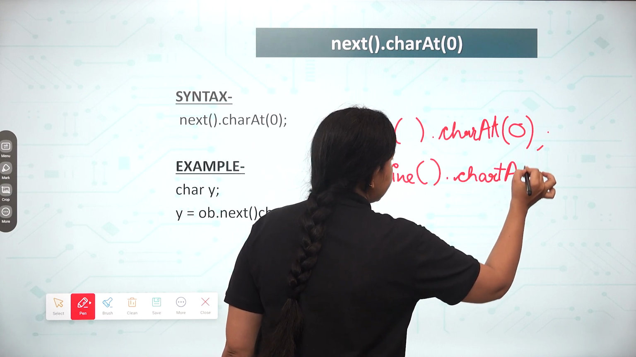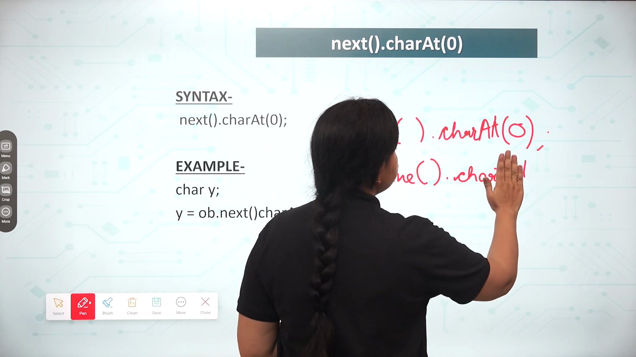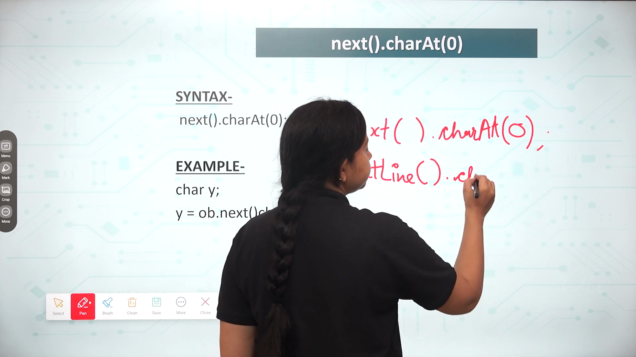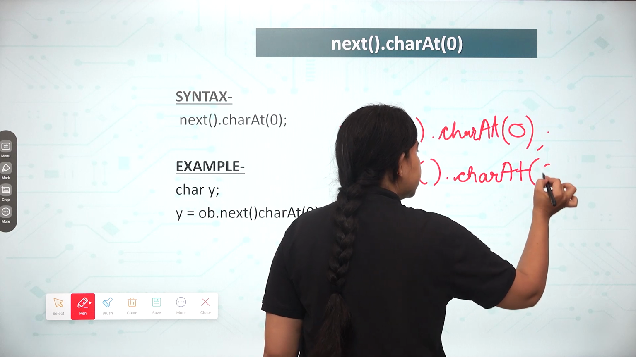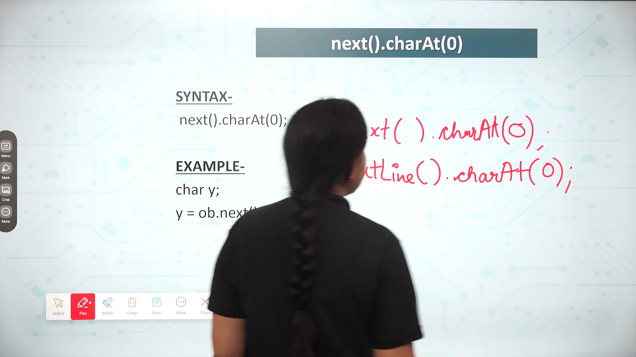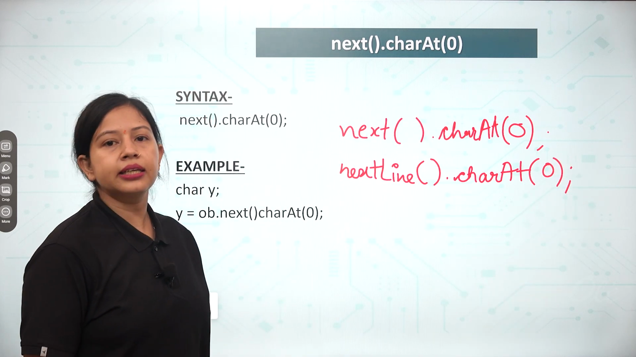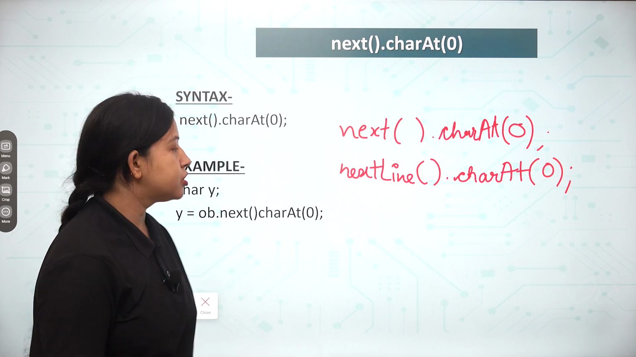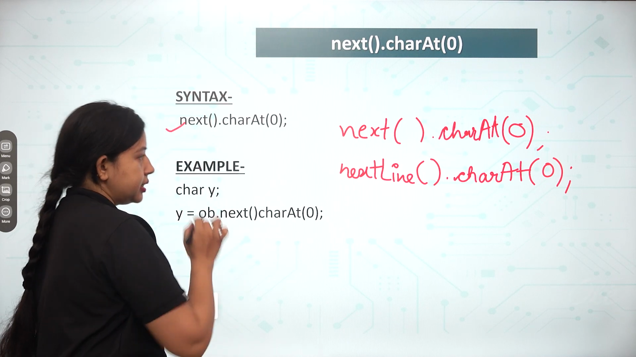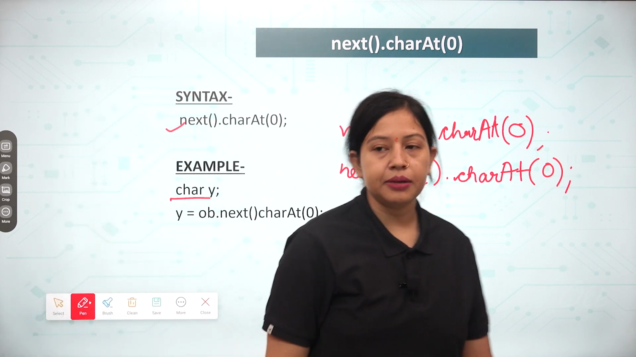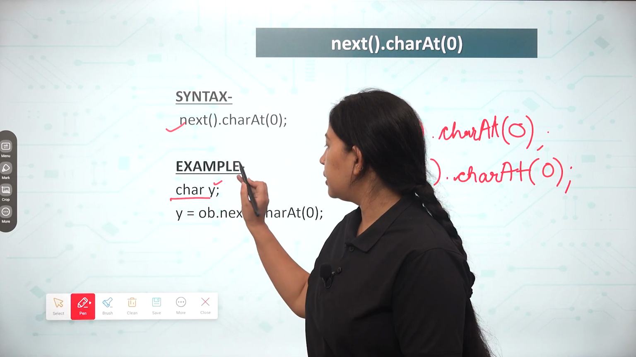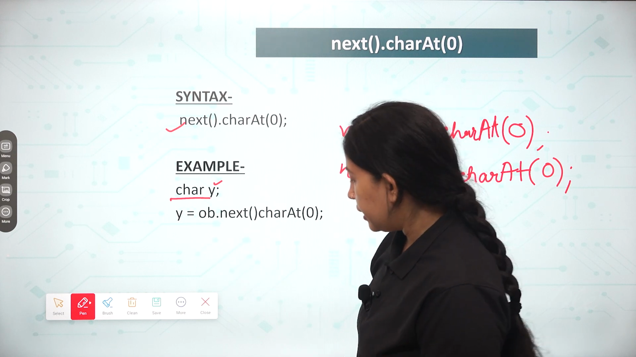function, charAt, and then pass the index value. Because we are having a single character, that's why we give 0 over here. So you can simply see over here the result will be stored in a char data type. So that's why we are defining the type of that variable.